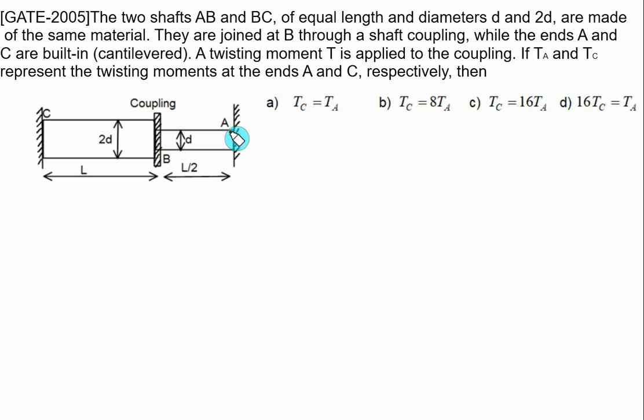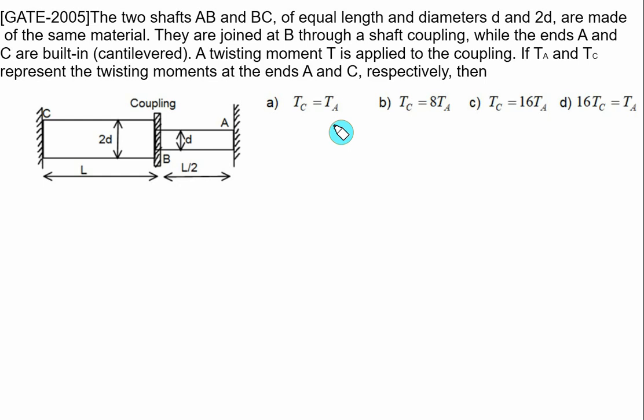Two shafts here, AB and BC, of equal length and diameter equal to D and 2D, are made of the same material. They are joined at point B through a shaft coupling while the ends A and C are built in, cantilevered. A twisting moment T is applied to the coupling, that is at this point, and if TA and TC represent the twisting moment at end A and end C, then you have to find out the relation between TA and TC.